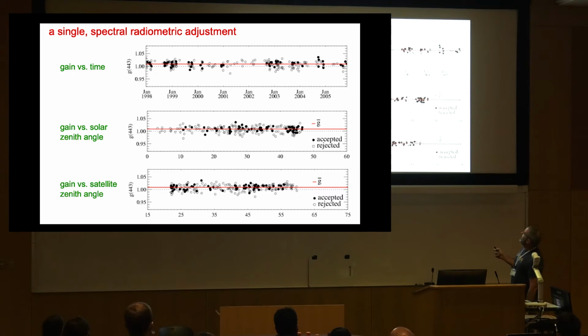But notice there is enough noise in here, you could probably draw some kind of line through this if you wanted to that indicated slope, or indicated change. We look at gain versus solar zenith angle, and we look at gain versus satellite zenith angle, because again, done correctly, all of this should be geometry independent.